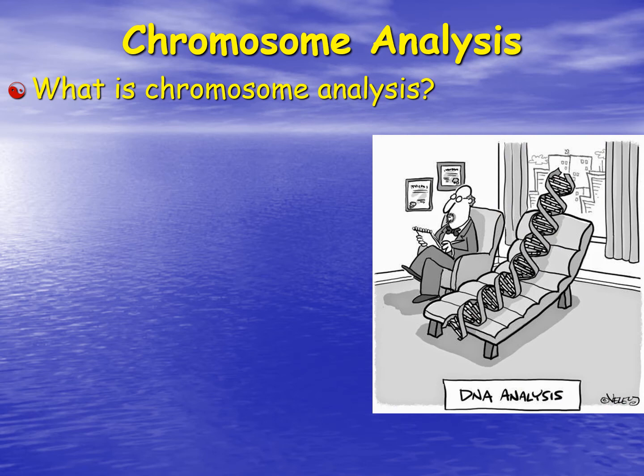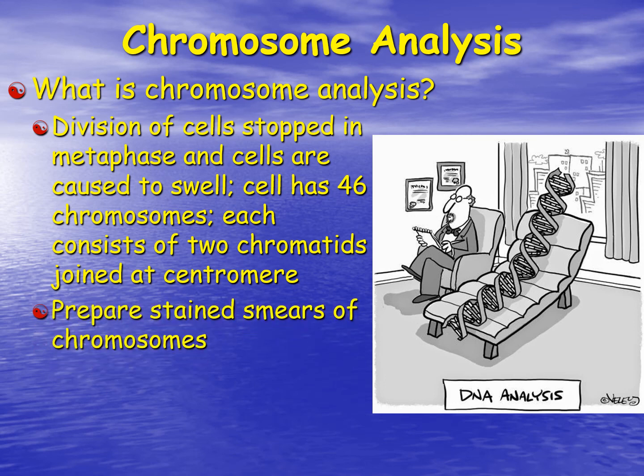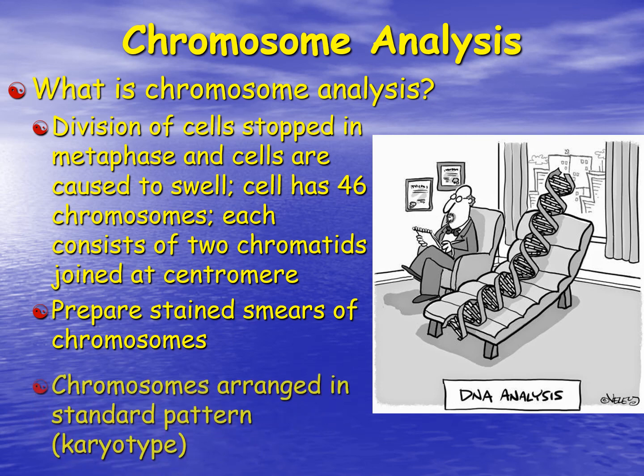Chromosome analysis. How do we actually look at chromosomes? Well, division of cells is actually stopped in metaphase of mitosis, and the cells are treated so that they will swell. Each human cell has 46 chromosomes, each consisting of two sister chromatids joined at a centromere. Then these extracted chromosomes will be stained in order to be able to see them.